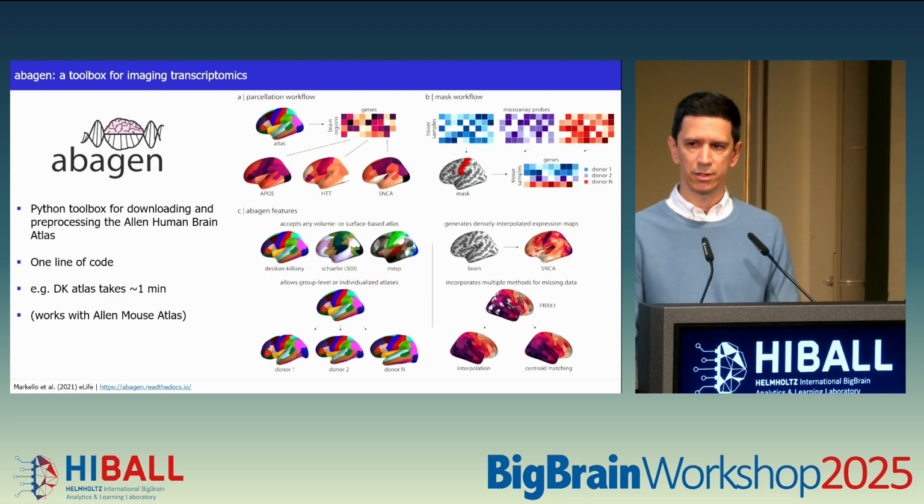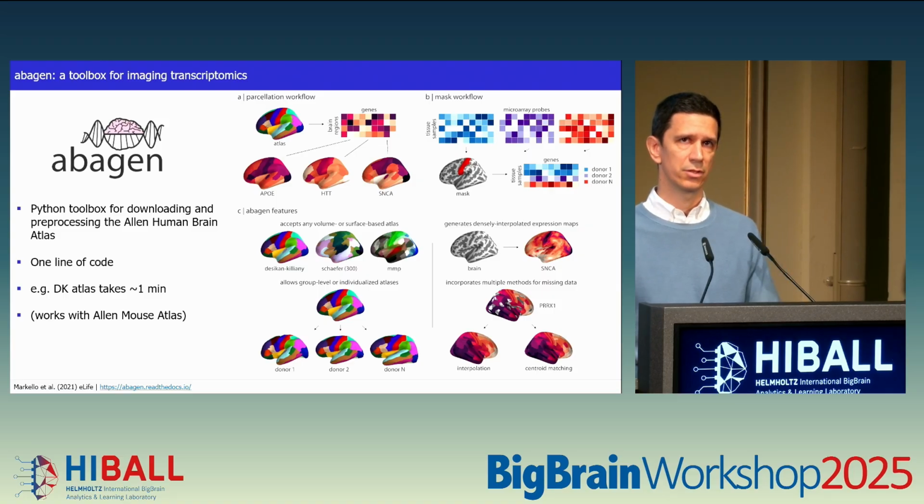And then once you have that data, you can generate maps for genes of interest. You can superimpose any kind of regional mask to get a complete data set for your ROI. You can use it to generate densely interpolated maps and so on.